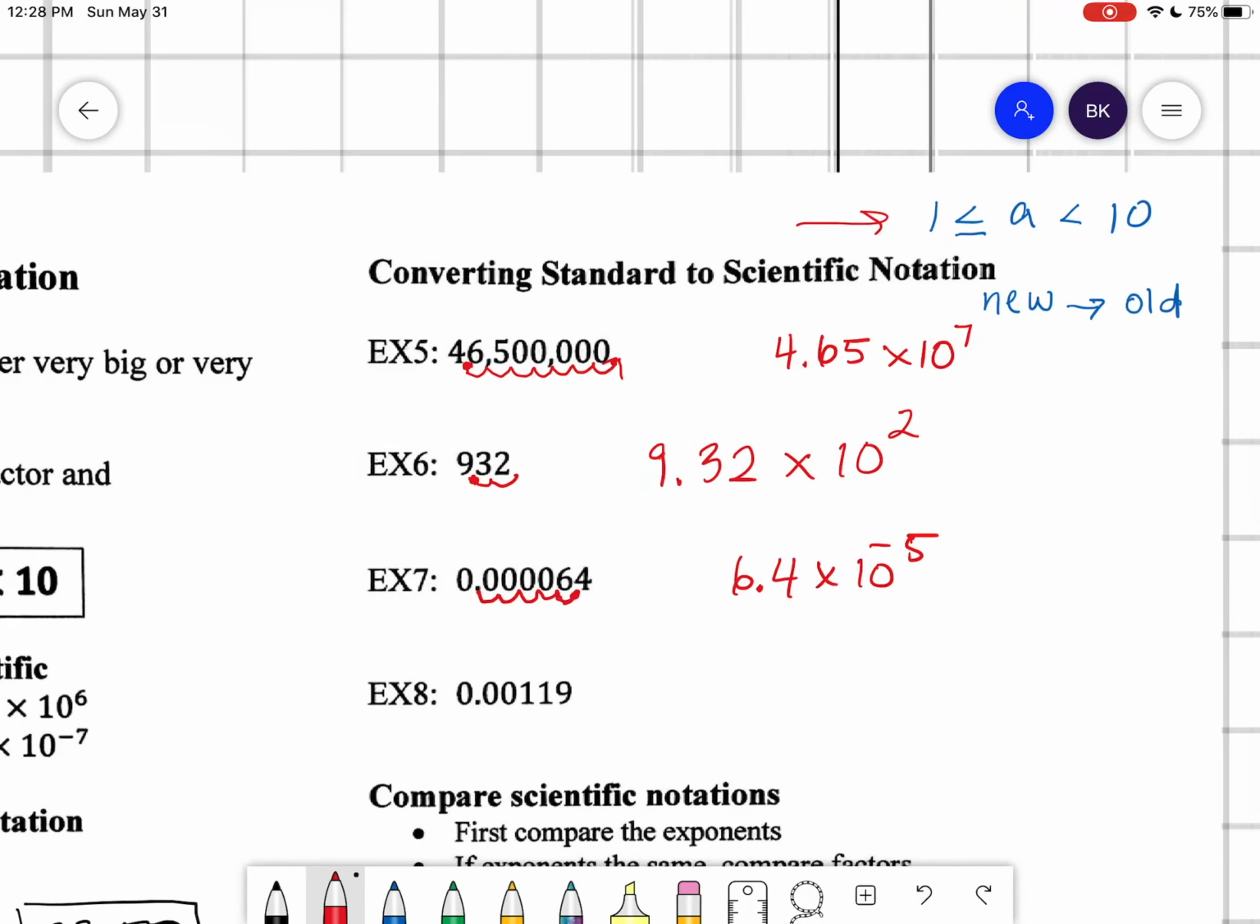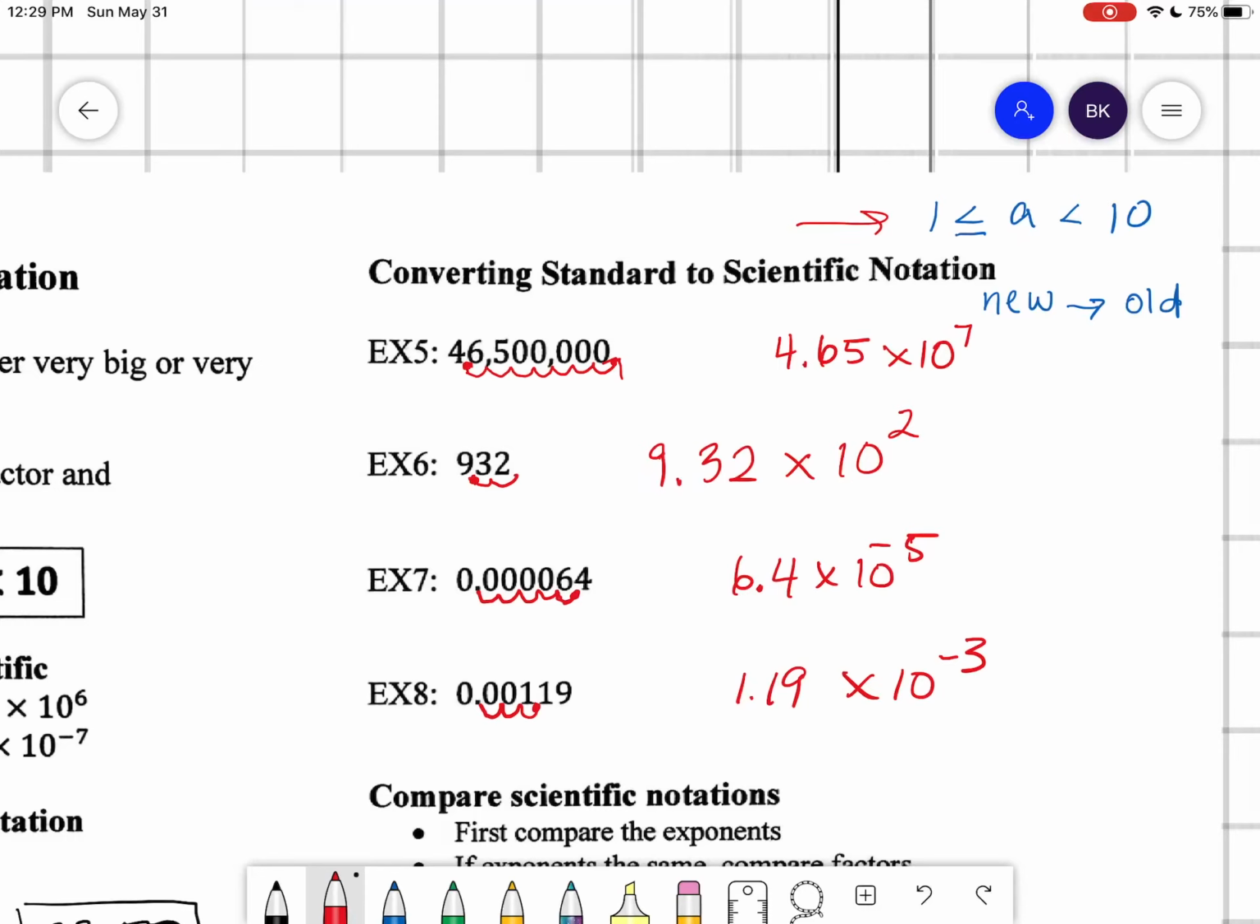And of course, example number 8, try this one on your own. I'm going to put my decimal between 1 and 1 right here. So it will give me 1.19 times 10. And now I just have to go negative what? 1, 2, and 3 times. So negative 3rd power. That was easy, right? Not too bad. Scientific notation is fun.